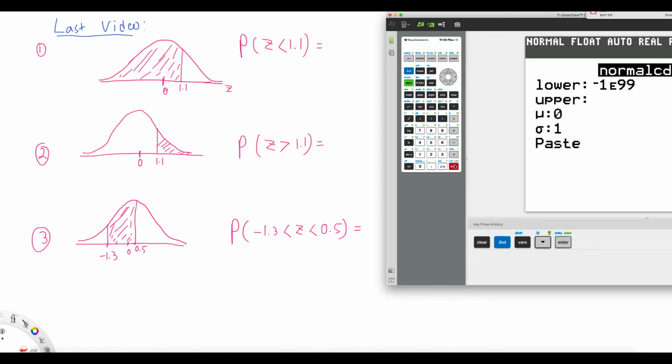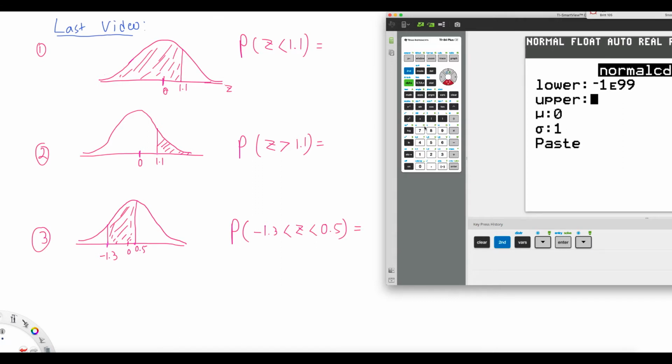What is the lower bound? I took negative 1 E 99. E99 means negative 1 times 10 to the 99, or you can say negative 10 to the 99. The left bound is that, because everything left of 1.1 keeps going to negative infinity. The right bound will be 1.1.